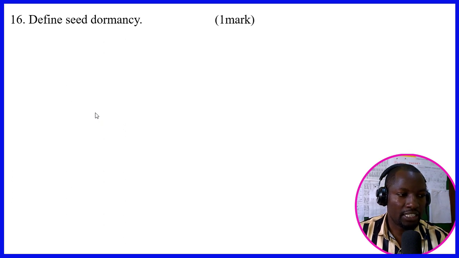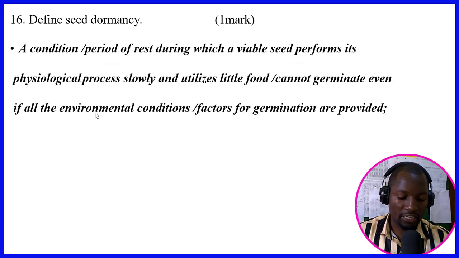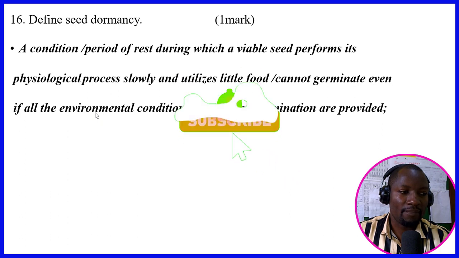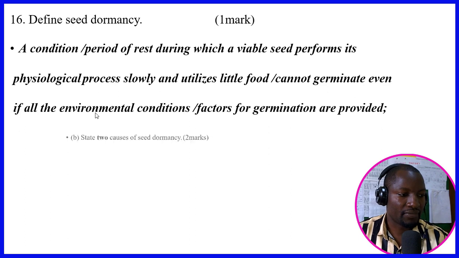Define seed dormancy. This is a condition, or a period of resting, during which a viable seed slows down its physiological processes and utilizes little food. Also, you can find that all the environmental conditions and factors for germination are provided, but the seed is not germinating.